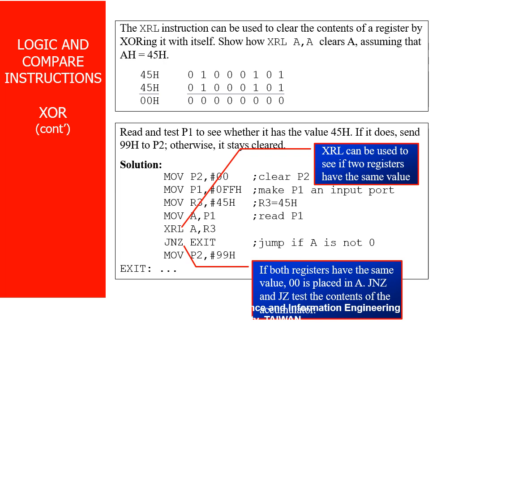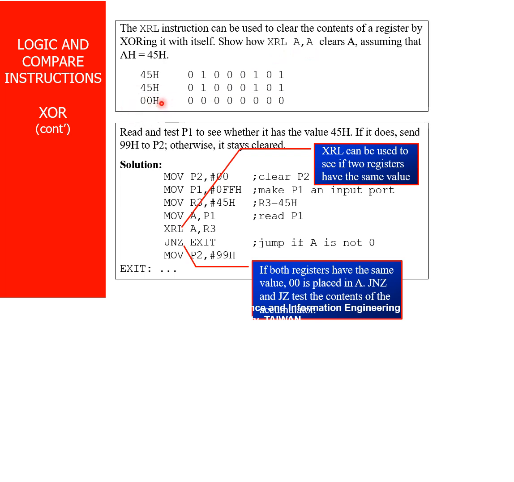When you XOR a number with itself, XRL A, A will become 00. For example, 1 XOR 1 is 0, 0 XOR 0 is 0. So 45 is written here and 45 is written here. So XRL A, A always gives you 0.